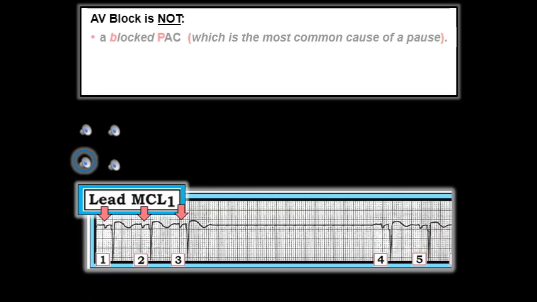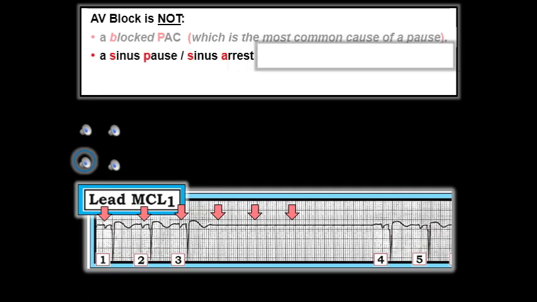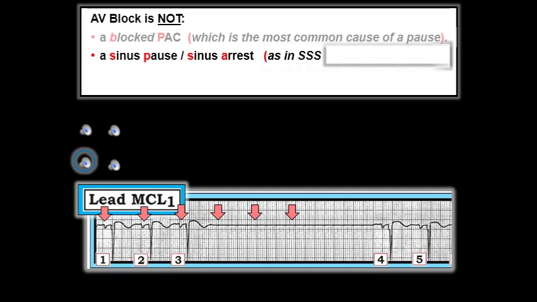That said, this is also not AV block because no sinus P waves occur where they should occur during this extended pause. We can easily recognize that this rhythm is not AV block because regular P waves are not seen. Assuming no reversible cause of this pause is present, such as overuse of rate-slowing medication, this patient probably has sick sinus syndrome and will likely need a pacemaker, but there is no AV block.